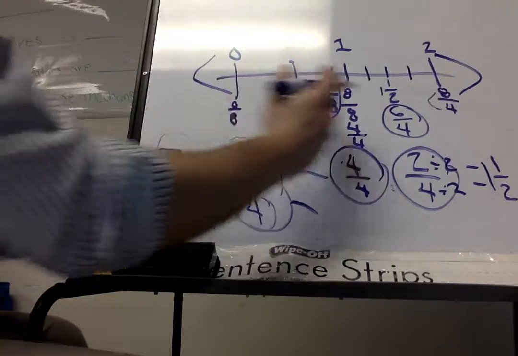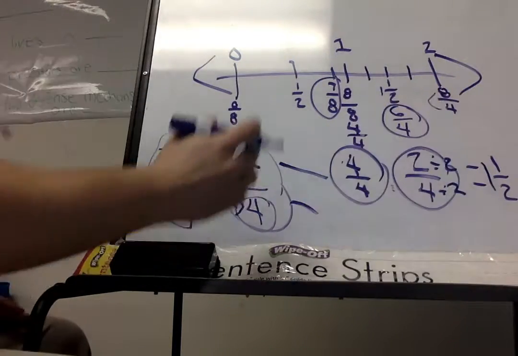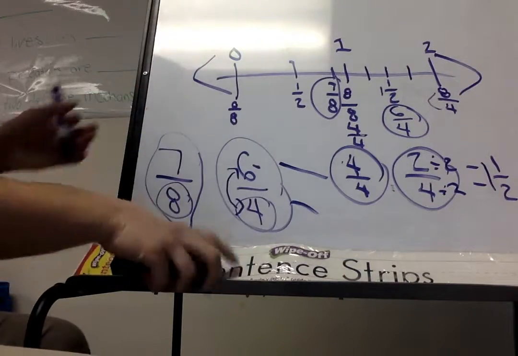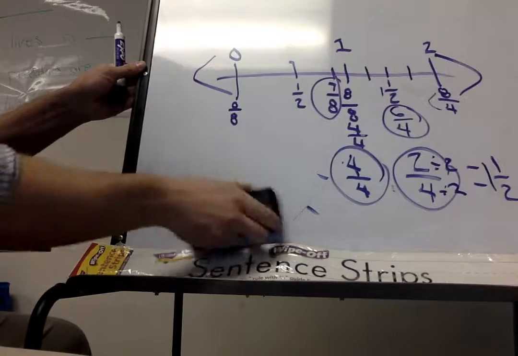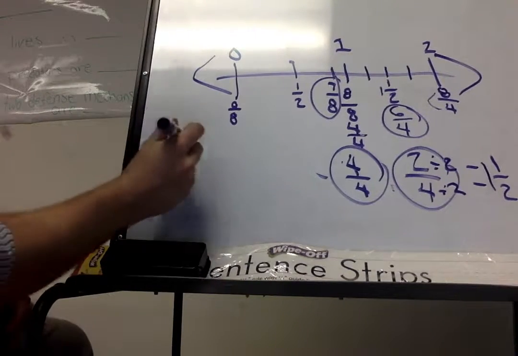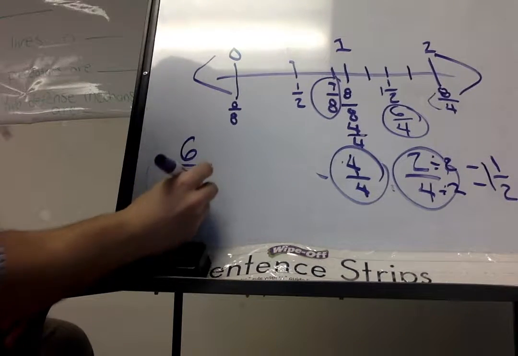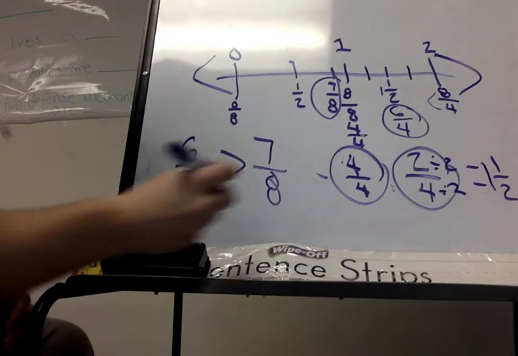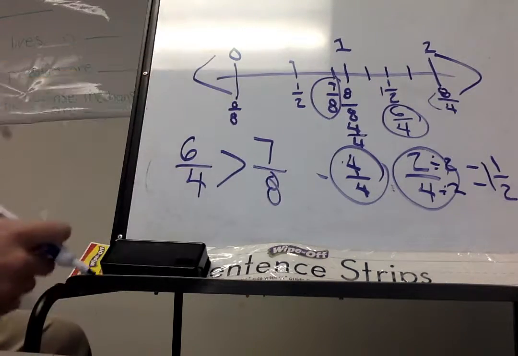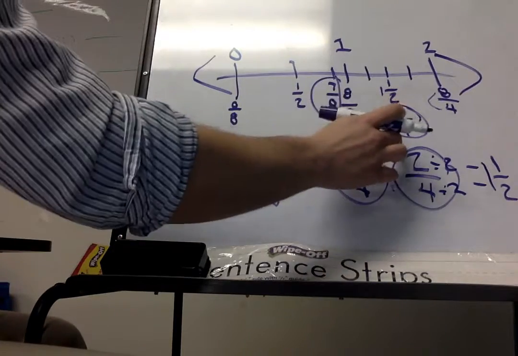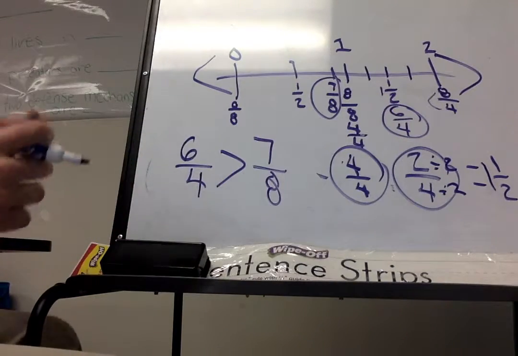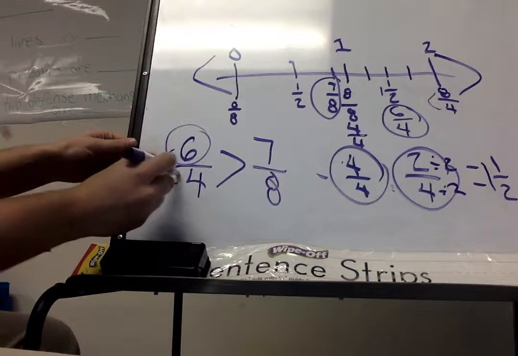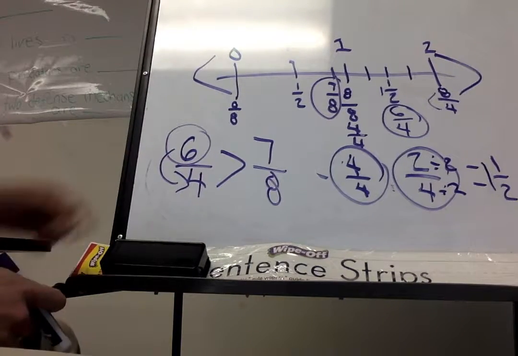I'm looking at my number line. 6/4 is further along, which means that 6/4, I'm going to erase this on the bottom, 6/4 is larger than 7/8. So I've used the number line to show that 6/4 is larger than 7/8. My job is easier because I know the numerator is larger than the denominator. It must be bigger than 1 whole.